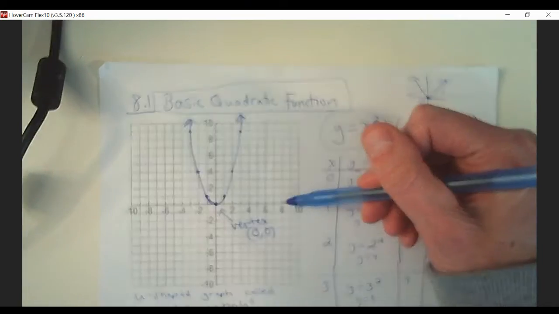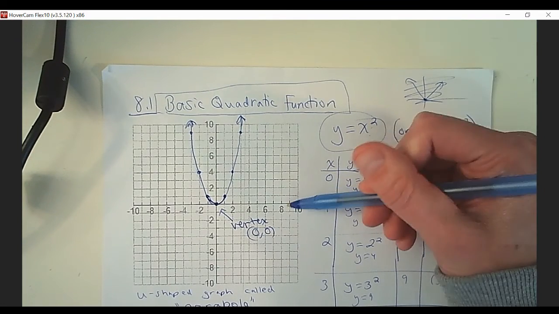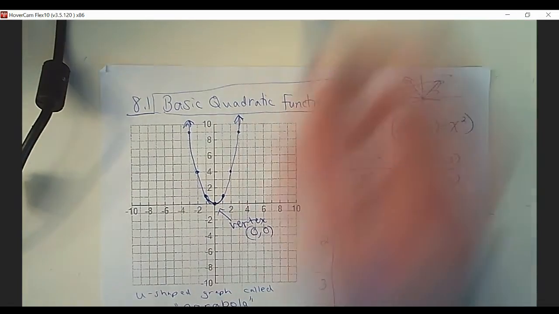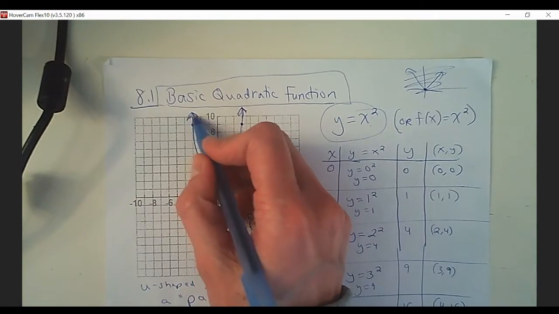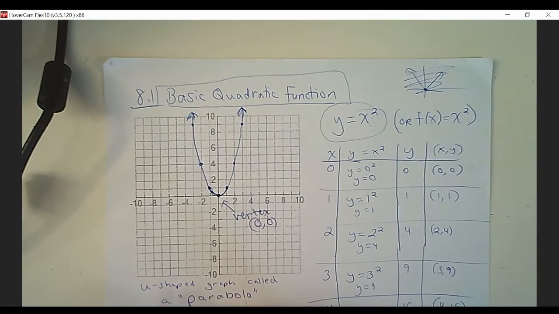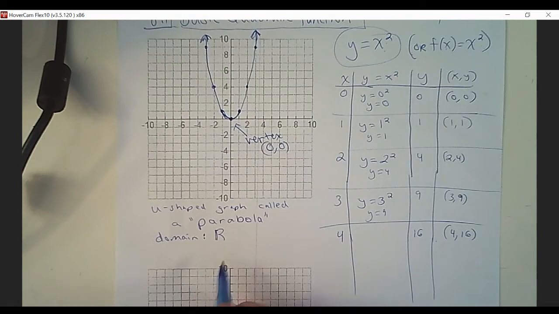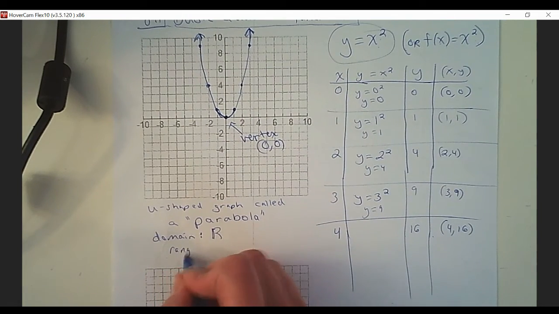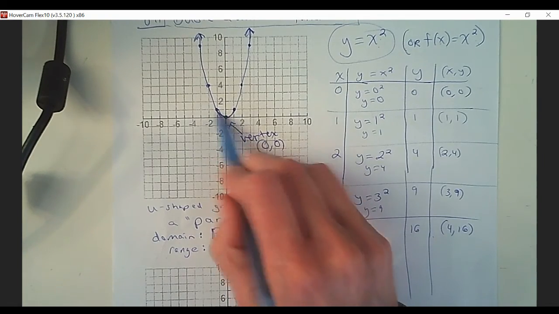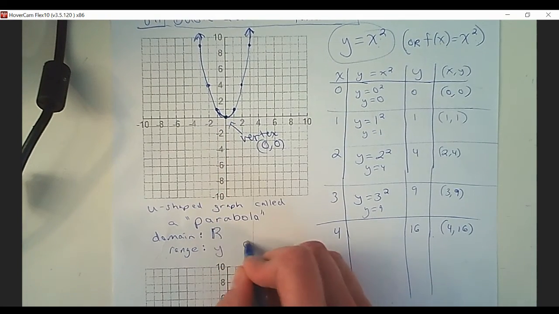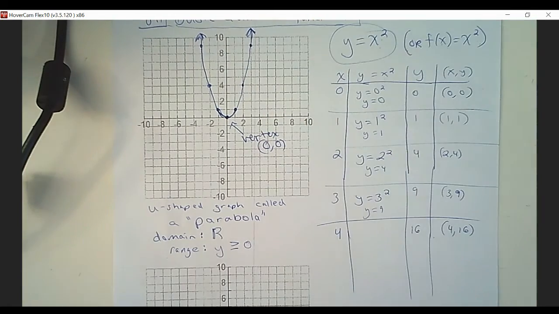I mean, think about plugging in 9. If I plug in 9, I would have 81. So 9, if I plug in 9, I'm way, way, way up there. There's no way I can fit that on this graph paper. But the graph does go forever to the left and forever to the right. So it's all real numbers. I'm going to use that fancy symbol for all real numbers. The range, however, is not all real numbers because this vertex, like I said before, it's a low point. So the lowest the graph goes is 0. The graph is always 0 or higher for your y values.